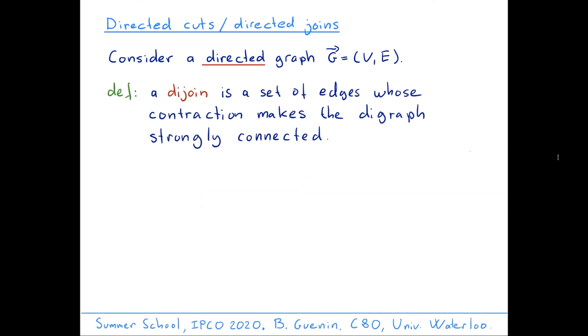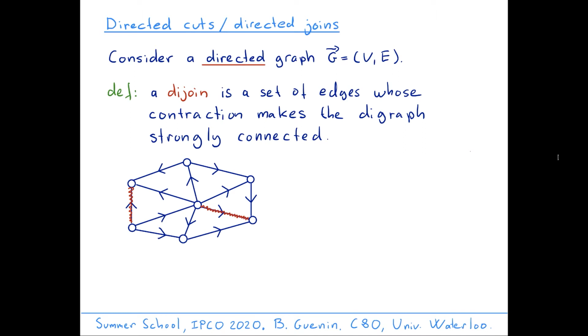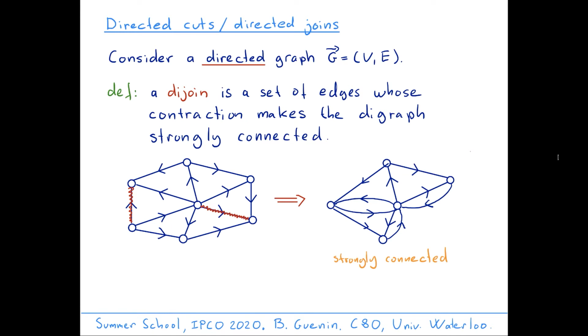The second notion is a notion of a dijoin. A dijoin is a set of edges in a directed graph such that after contraction, if you contract all of those edges, the graph becomes strongly connected, which means that there's a directed path between every pair of vertices. So let's look at an example. Consider the two red edges there. If I happen to contract those two red edges, you get the graph on the right, and this graph is easily seen to be strongly connected. Now, clearly, every directed cut has to intersect a dijoin, because if you have a directed cut, your graph is not strongly connected. In fact, you have the stronger relationship that dicuts and dijoins are blockers of one another.